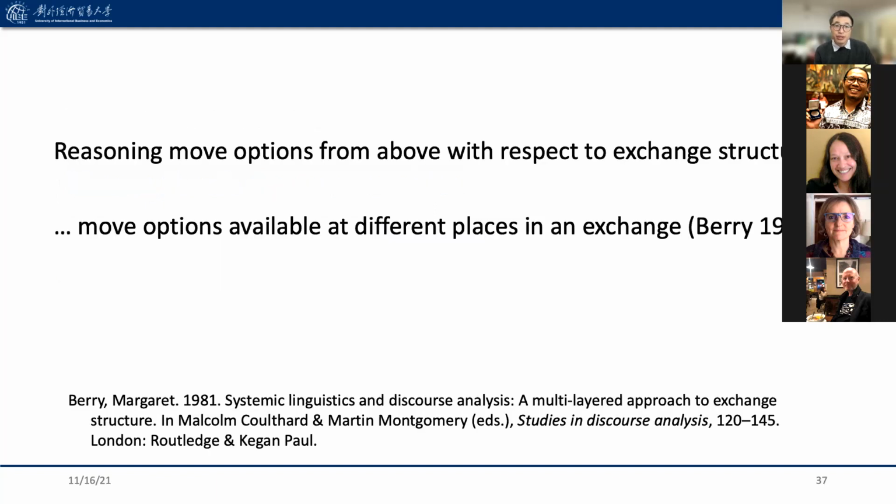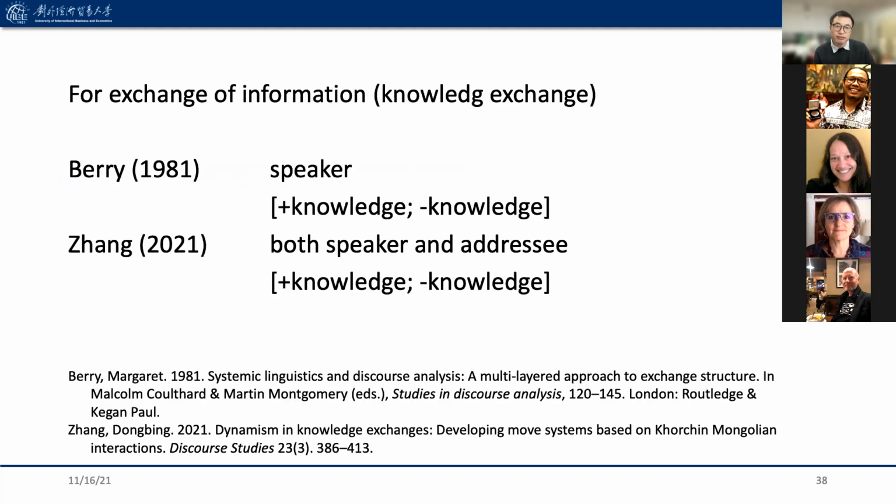Now, how am I going to do this? I'm going to reason about move options from above with respect to exchange structure, so that we can say something about the relationship between exchange and move in terms of realization. And I'm going to draw on various notions of move options available at different places in an exchange.